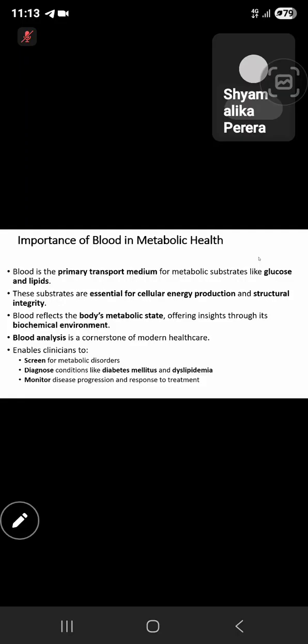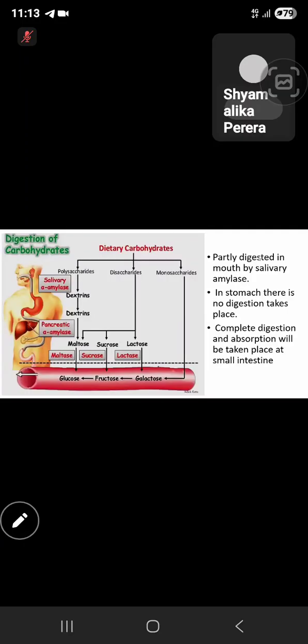Mainly those two are non-communicable diseases, and the blood results will help to monitor the disease progression and whether there is a response to treatment or not. So first we look at the carbohydrate, or its ultimate product, glucose.